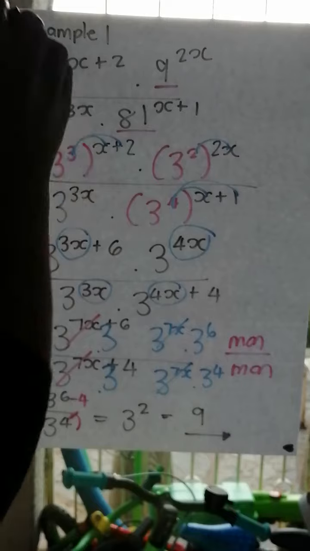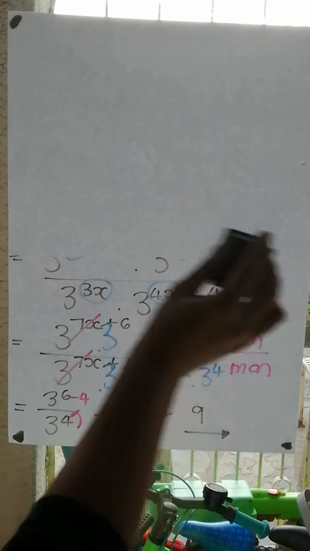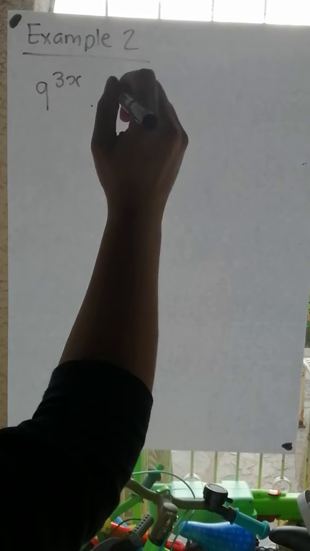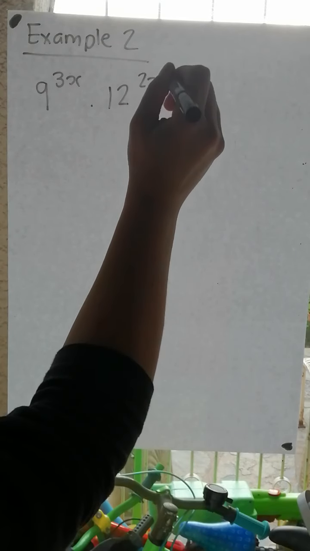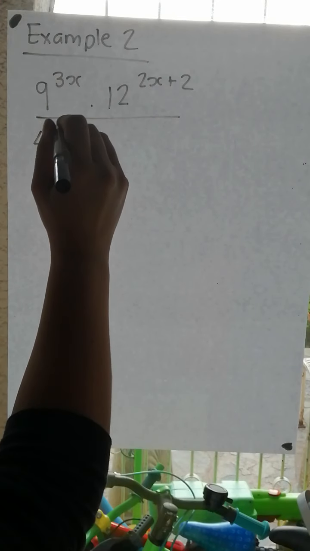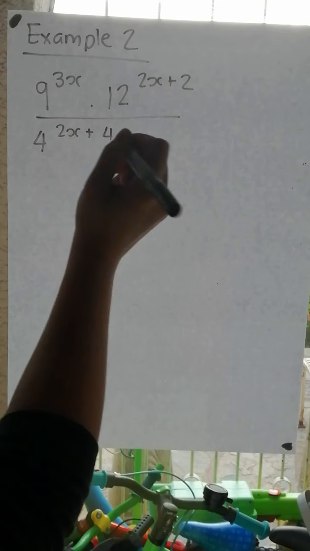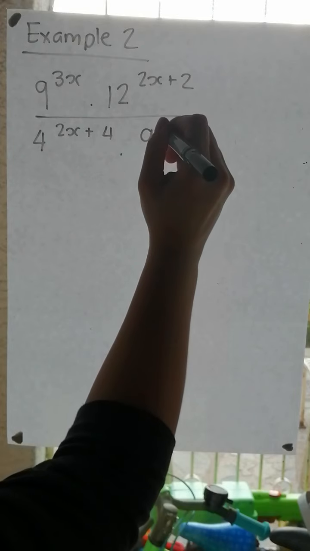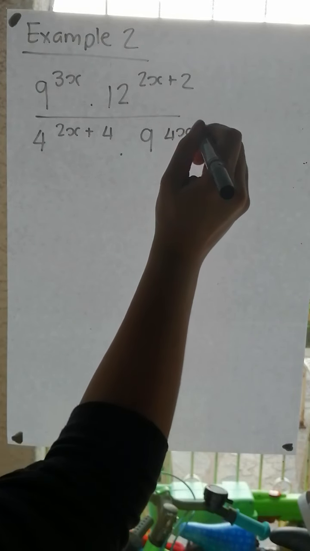Okay, let's look at example 2. Example 2 says simplify 9 to the power of 3x times 12 to the power of 2x plus 2, all over 4 to the power of 2x plus 4 times 9 to the power of 4x plus 1.